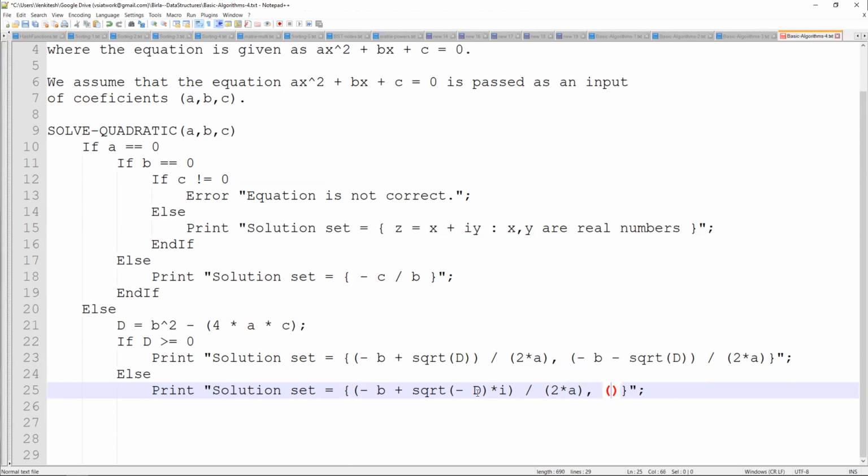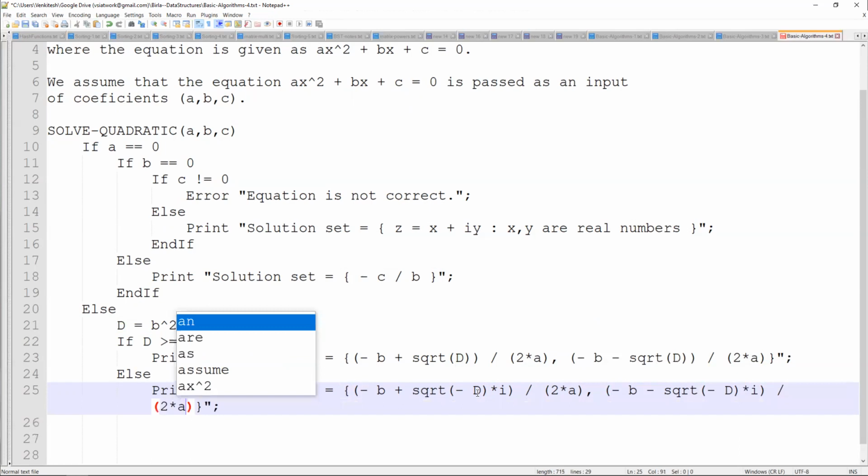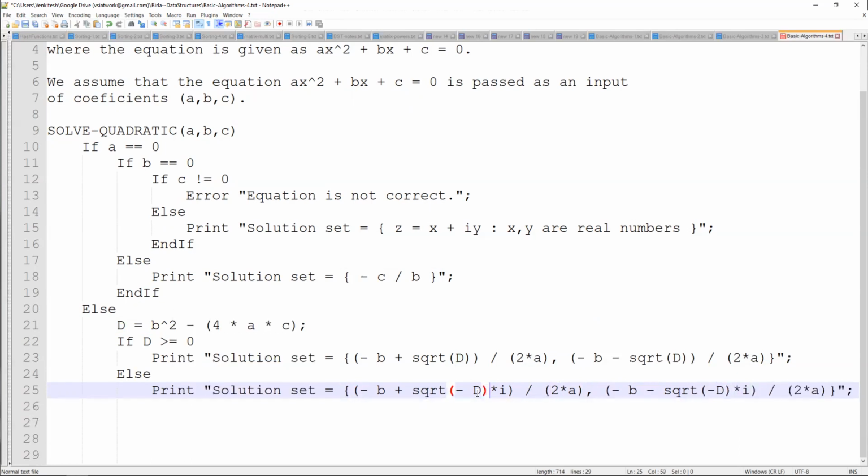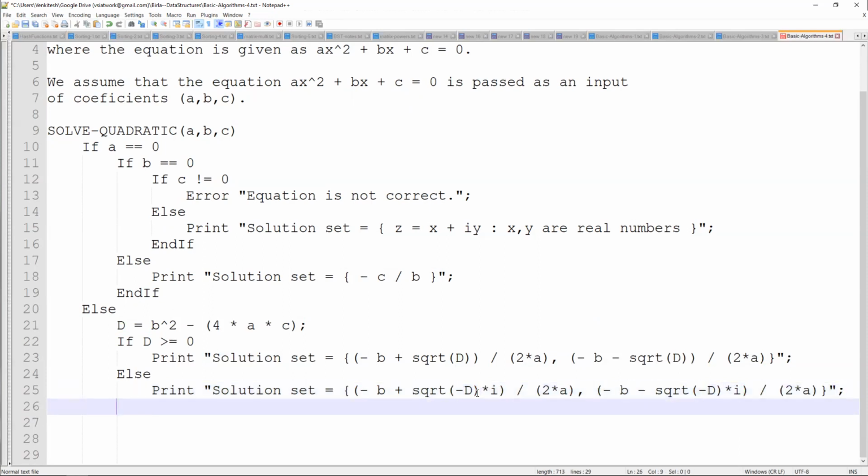And then the second root is again minus B minus square root of minus D times I divided by 2 times A. Okay, so it's getting longer, so I'll just adjust some spaces to make sure it comes in one line. Okay, so this is what it is. This is the solution set in this case, and it's complete, right? We have printed the solution in all possible cases. So this completes the algorithm.